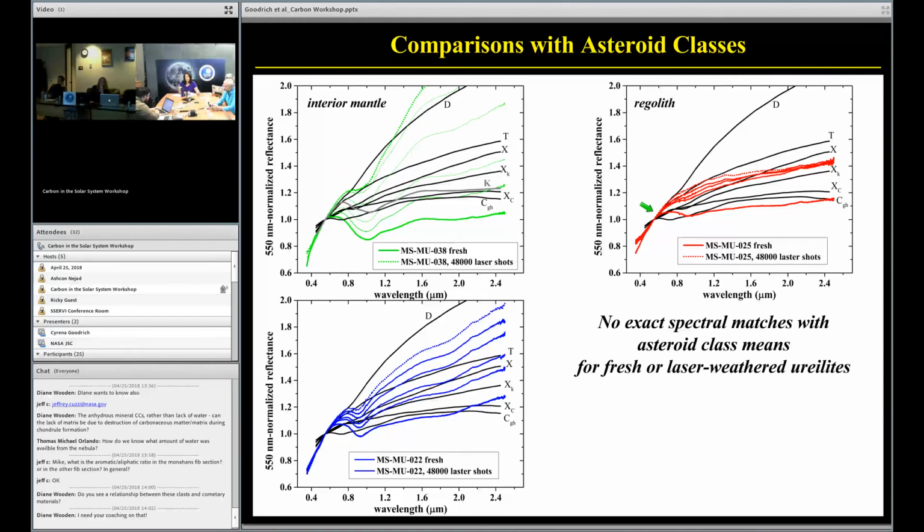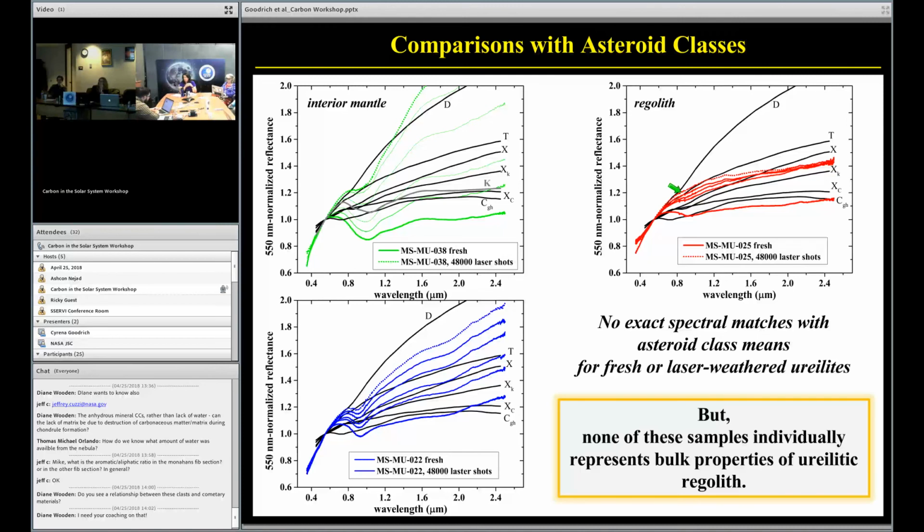In contrast, the sample which is most like what we think the bulk regolith was like is quite different. It was fairly flat and dark to begin with. It didn't get much redder, and all of these spectra, in fact, might be reasonable matches to some of the X classes of asteroids. On the other hand, it is still the case that all of these samples are distinct from what we think represented regolith, and none of them individually represents the bulk properties of the Ureilite regolith.